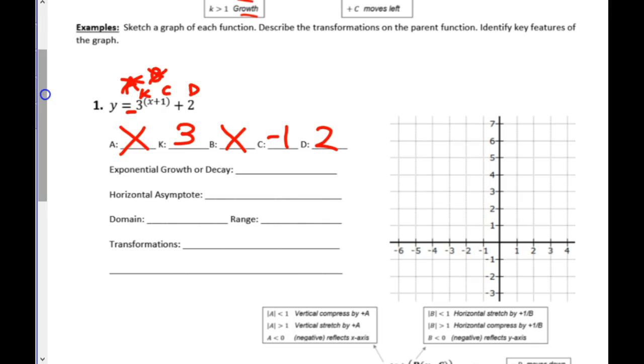All right, now what I want to do is graph this thing after I get my horizontal asymptote. Okay, so first let's think about this. Is this exponential growth or decay? All you need to do is look at this K value. Is this greater than or less than 1? 3 is greater than 1, right? So that's going to be growth. All right.